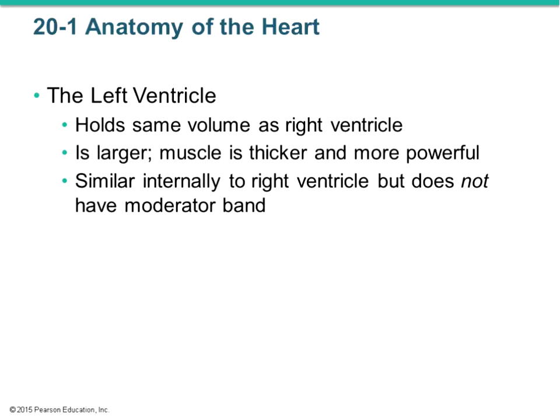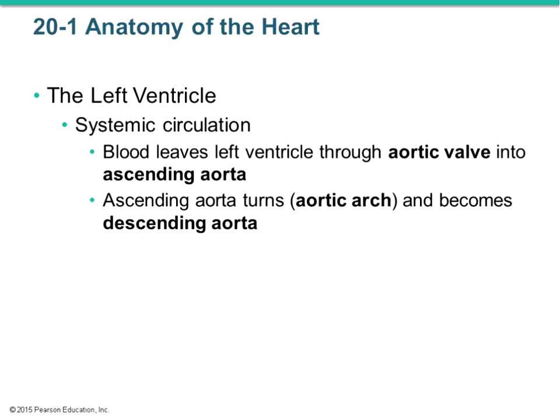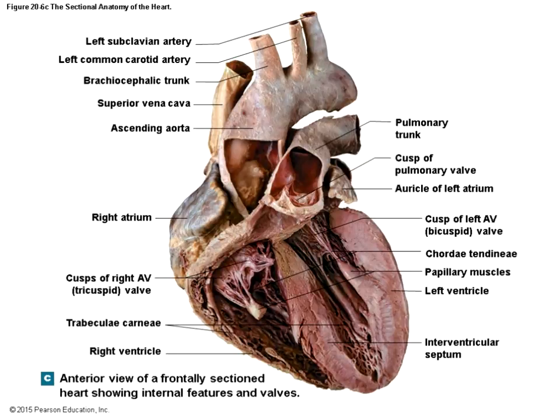Okay. The left ventricle can hold the same volume as the right, but it's larger, right? It's a thicker muscle, as we showed. It's more powerful and can contract and move blood throughout the entire body, right? That's the goal. And so the blood leaving the left ventricle passes through the aortic valve into the aorta, ascends up, and you'll see there are branches off of the ascending aorta, but then ultimately become the descending aorta to go then to the lower portion of the body.